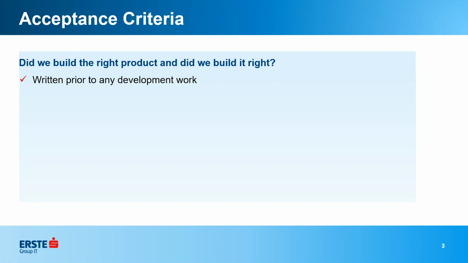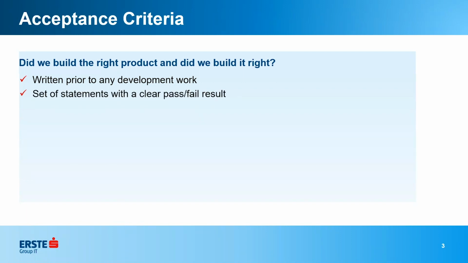The acceptance criteria should be written prior to any development work. Of course, details are going to come out as you're working on the story. As you're doing development or testing, you're going to find more things and say, oh no, we forgot about this, and then they can be added. But you should have a good list of acceptance criteria before you get started.